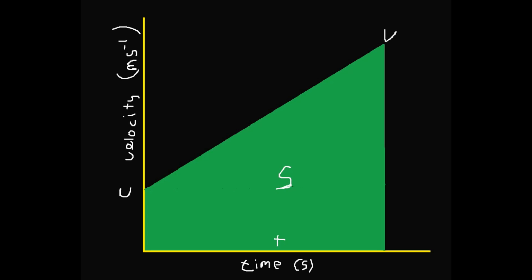Just as a quick side note, SUVAT equations only work with constant acceleration, because if you imagine that this is not a constant acceleration and you end up with a curve over here, we cannot use the equation that we derived earlier because that relies on this being a triangle-shaped object.